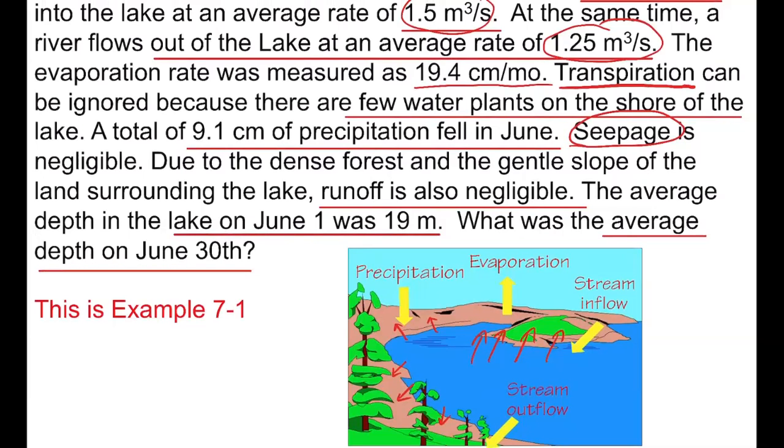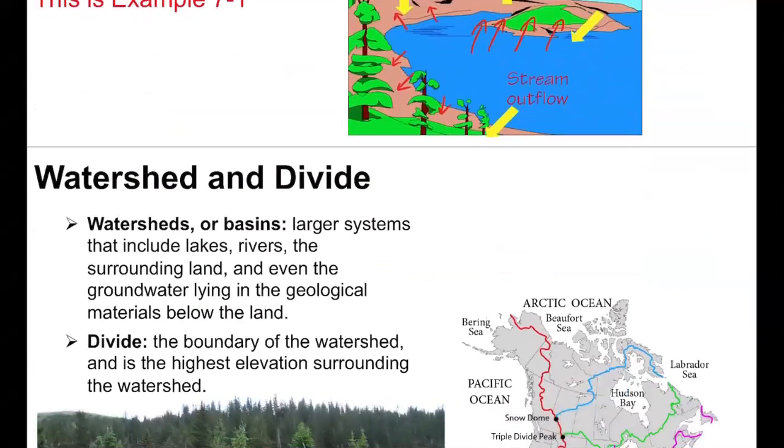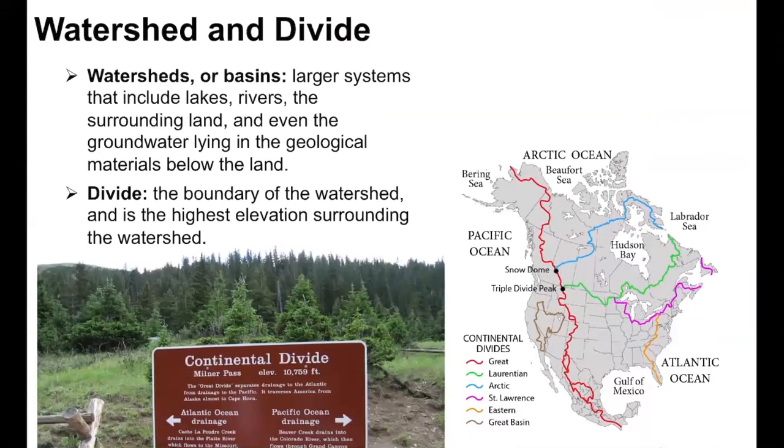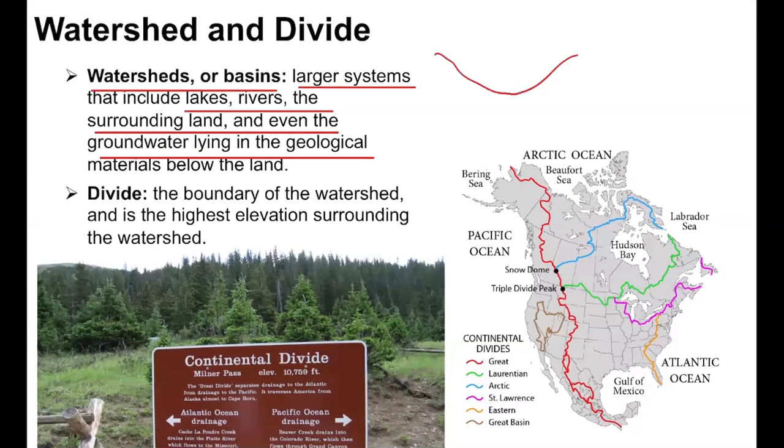Okay, so for a lot of environmental engineers, we have to deal with these problems, let's say, to evaluate the depths of certain water bodies within certain natural resources, right? So there are concepts about the watershed and divide. Watershed, or basins, just means a larger system of water that includes lakes, rivers, the surrounding land, and even the groundwater. Okay, so basically it's an area that generally has a lower altitude or a lower height, right?